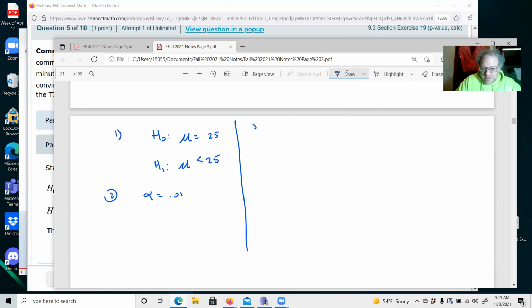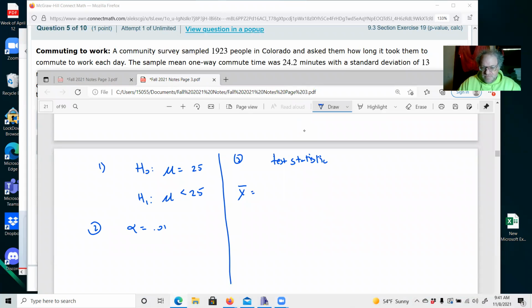Okay, our step 3 is to calculate our test statistic. And I'm just going to write down all the information I think is pertinent to doing something like that. Okay, we need an X bar. So what did we find with this sample? We found that commute time was 24.2. Our S was 13. And our N was 1,923 people. So let's see. I think we're set with that.